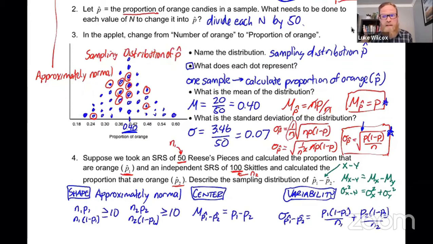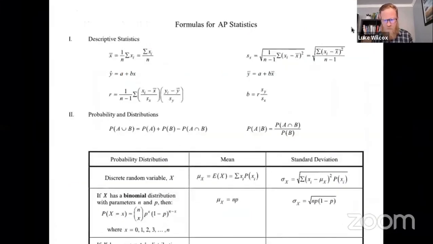Now that's giving me the variance. In order to turn that back into the standard deviation, I need to take the square root of that big long formula there. And so now we have our formula for standard deviation. So a lot of formulas that you see here, but no fear, these formulas are in fact provided for you on the formula sheet for the AP exam.